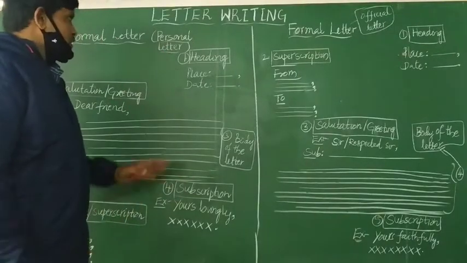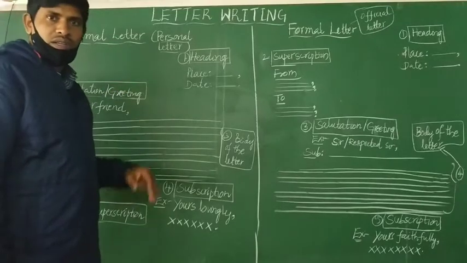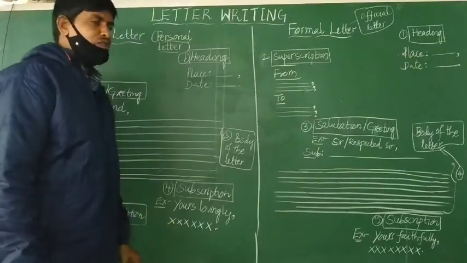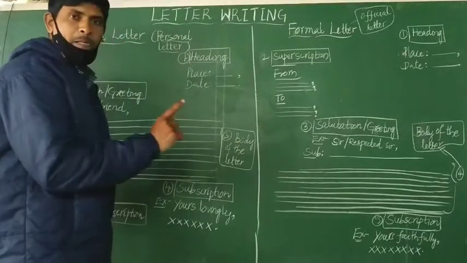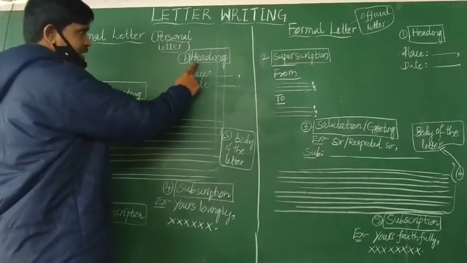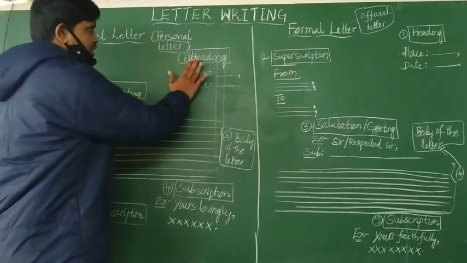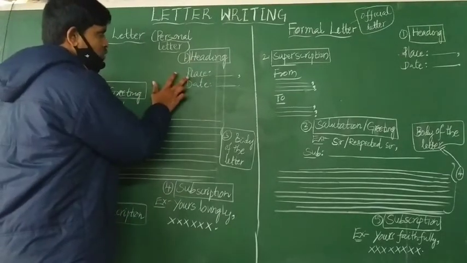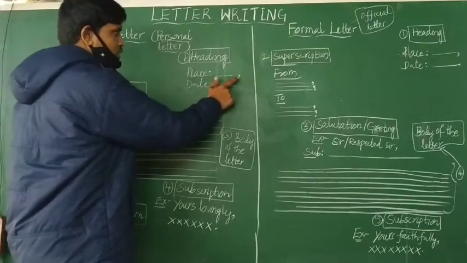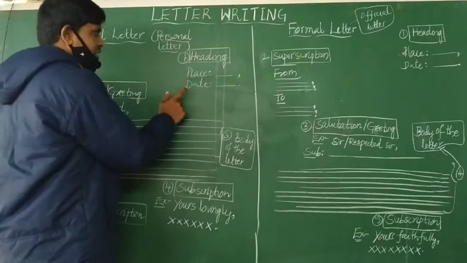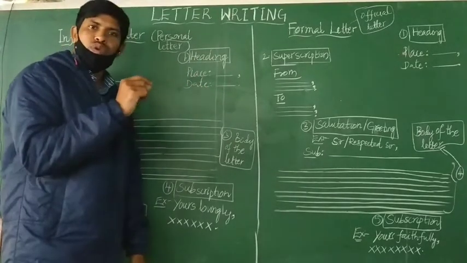Let us see the format of the informal letter. The first one is the heading. Heading is very important. You have to write the place, and afterward you have to keep a comma. Next, the date, the date on which you are writing the letter.